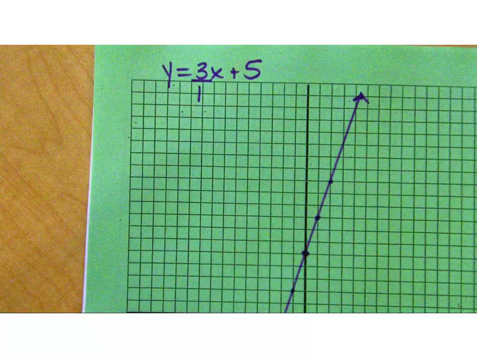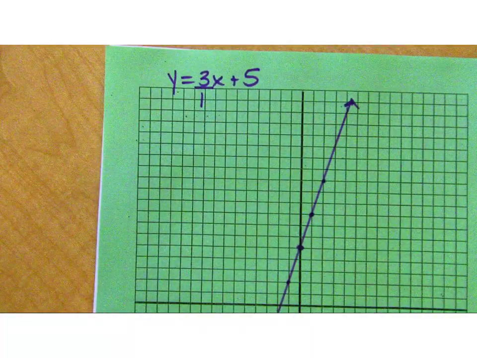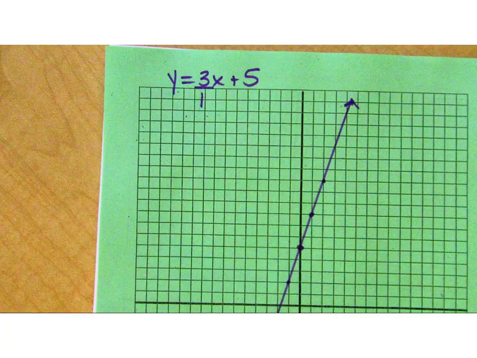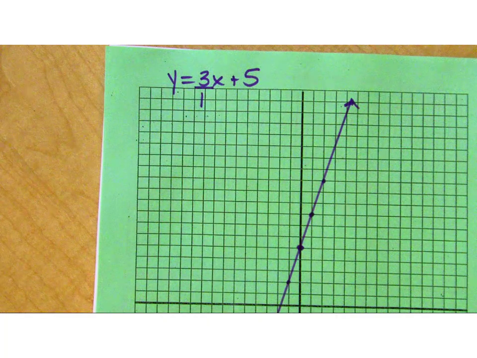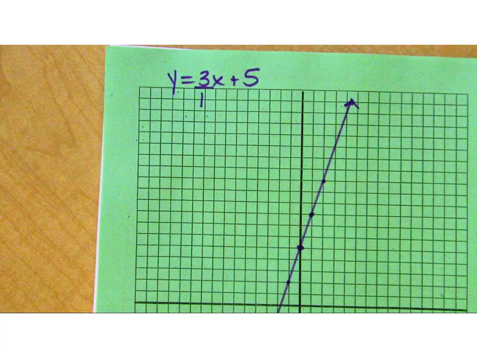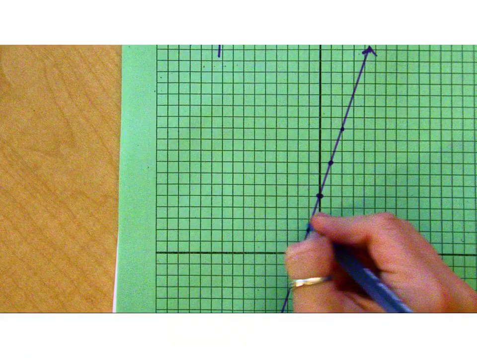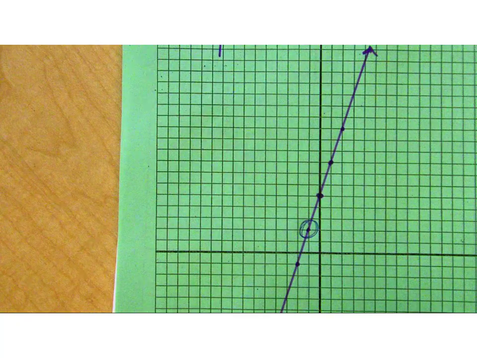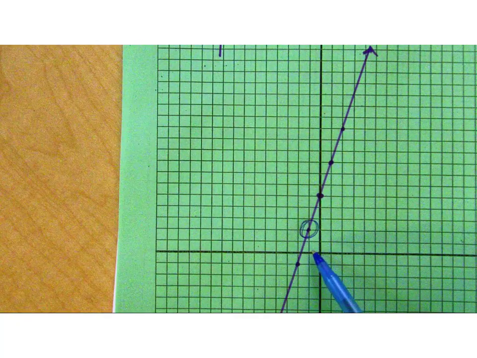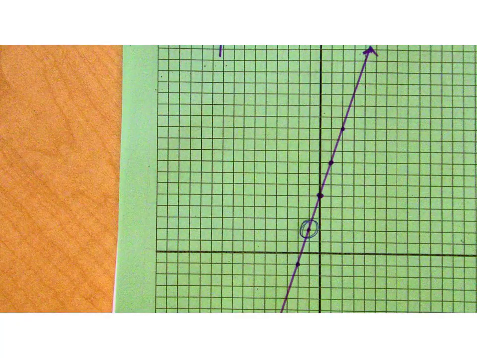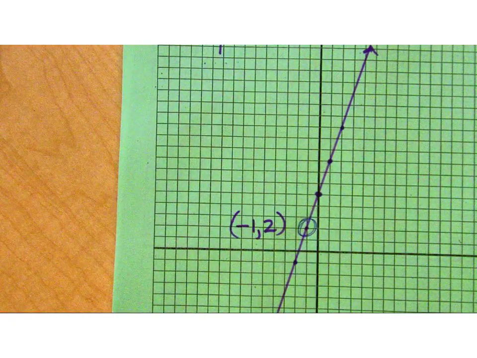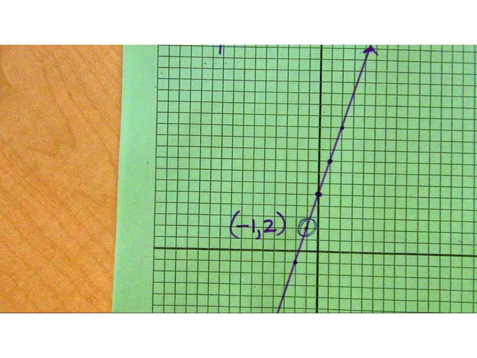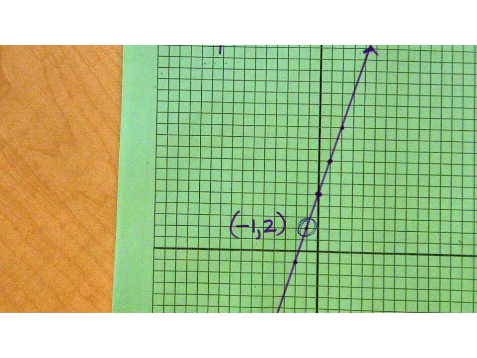All right, so there's my line. The graph of that line is y equals 3x plus 5. Everybody agree? Yes. All right, here's what I want you to do. I want you to pick a point on that line. Any point. I'll pick this one. Okay? The name of this point is (-1, 2). If I asked you, is this point on the line? Well, you would be like, yeah, duh, because I'm looking right at it.